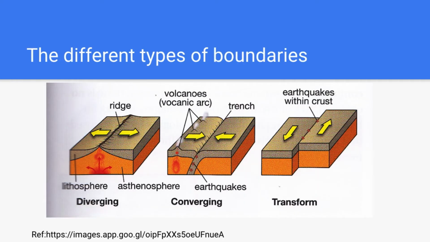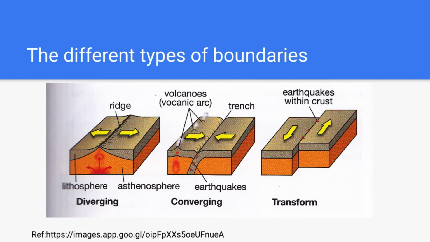So I hear that there's 3 different types of boundaries. What are the 3 different types of boundaries? Want to say it together? There's diverging, converging, and transforming. Why don't you tell me about diverging? Diverging is when the Earth plates are going apart from each other. That means that volcanoes could form and rivers could form.